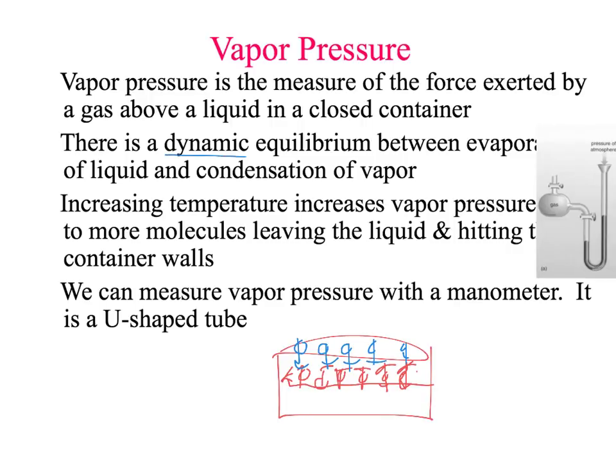There's something called a dynamic equilibrium between evaporation and condensation in a closed container. If the container is closed, as many particles will be evaporating as are condensing. If you increase the temperature in the system, the vapor pressure will increase. More molecules will leave the liquid, they'll hit the container walls, and they'll recondense. We can measure vapor pressure in a special instrument called a manometer.